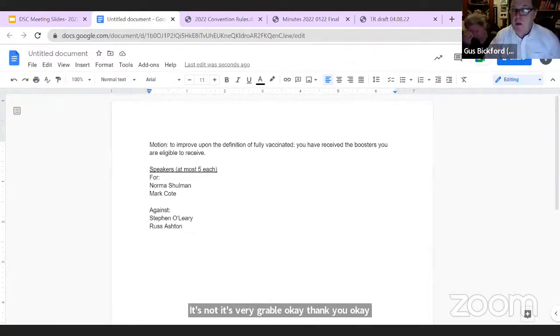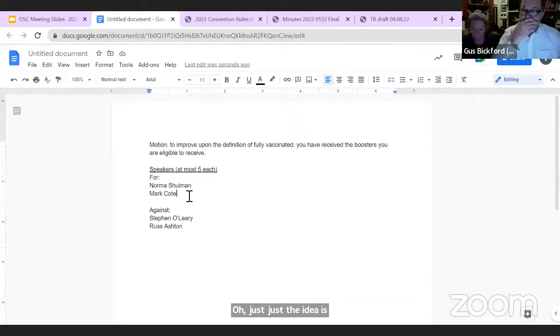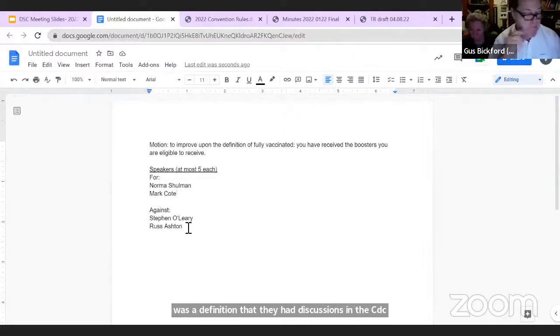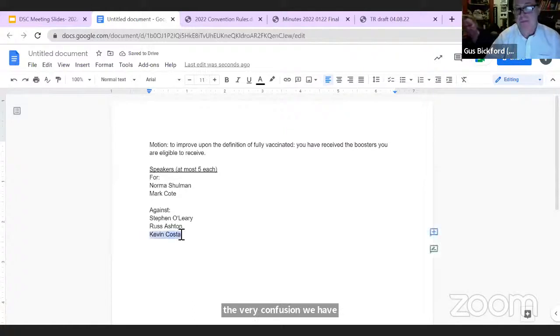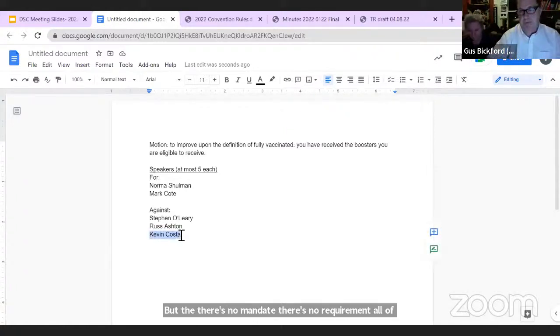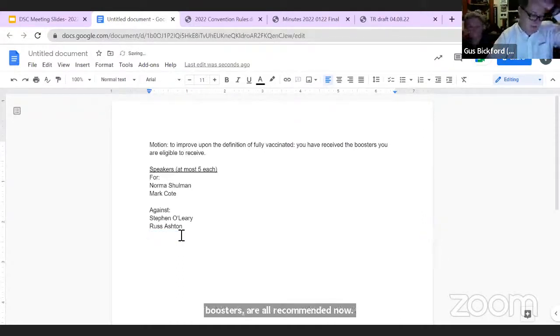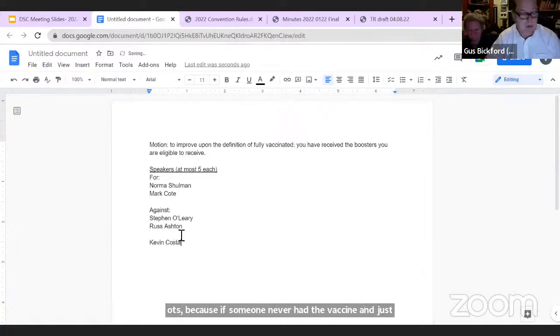Kevin? Oh, just the idea that fully boosted was a definition that they had discussions on with the CDC and other colleagues that I know, and they decided not to change the terminology, even though it could lead to the very confusion we have. But there's no mandate, there's no requirement. All of the original fully vaccinated, as well as the boosters, are all recommended. Now, the only thing I would say is, whether they're up to date, to the recommended shots. Because if someone never had the vaccine and just recently had both, then they wouldn't be in need of it. They wouldn't even be eligible for a booster. So as long as they're pretty much up to date and on CDC recommendations.